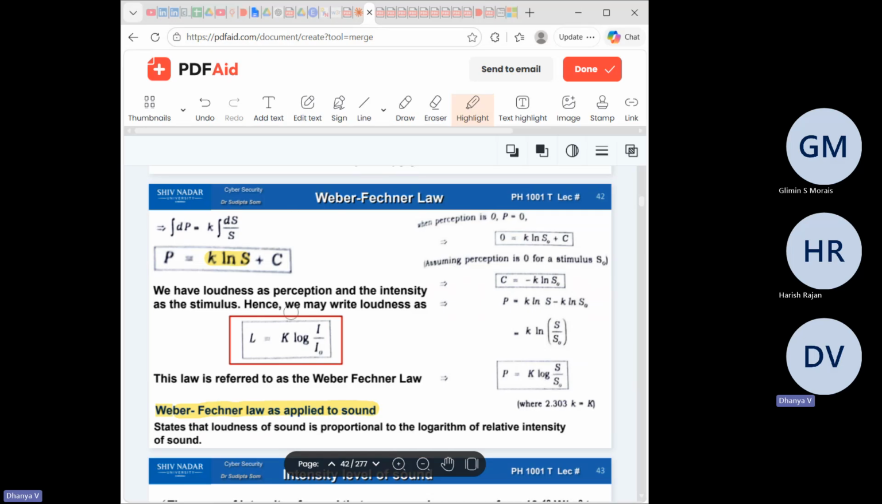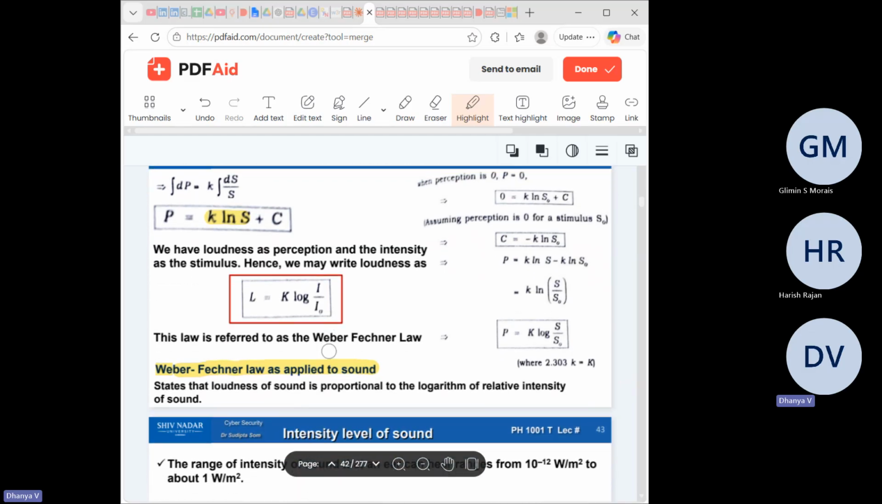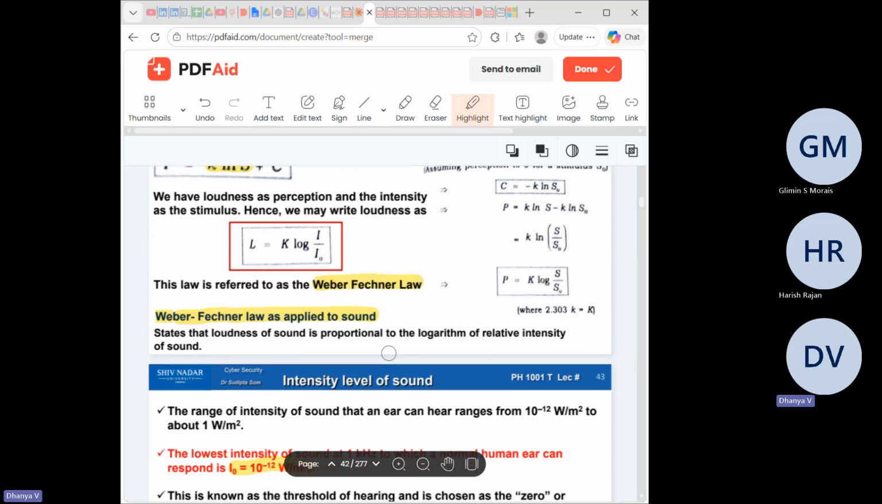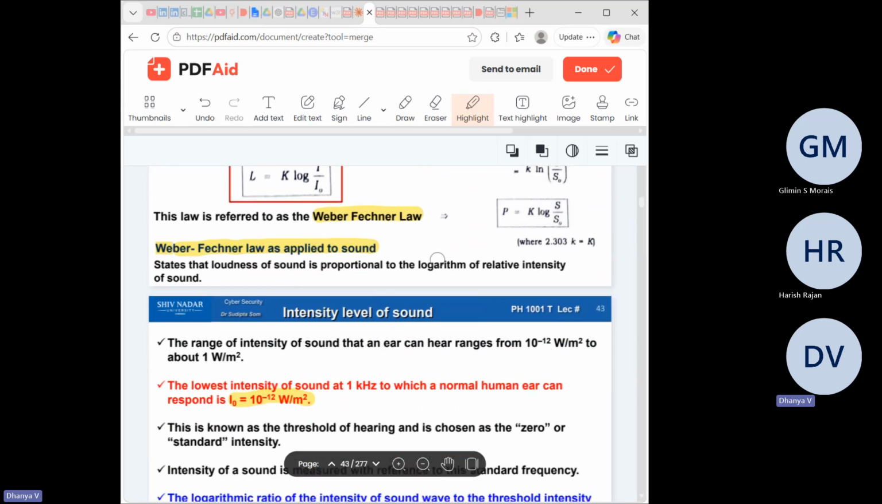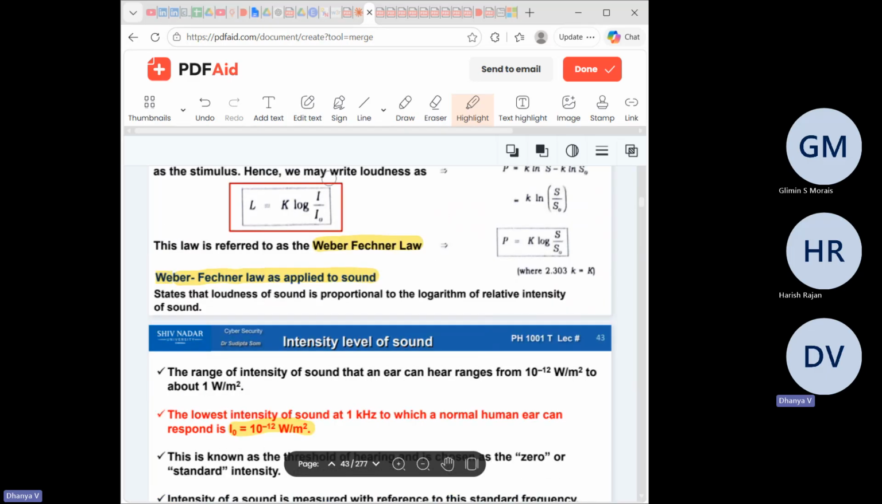But when you're talking in terms of loudness, and hence the intensity which is measurable, they will write it as I by I naught. Okay, you can just understand all of this. Nothing to memorize as such. So this is the Weber-Fechner law. But now, if you apply the Weber-Fechner law to sound, that is essentially proportional to the logarithm of relative intensity of sound, I by I naught.